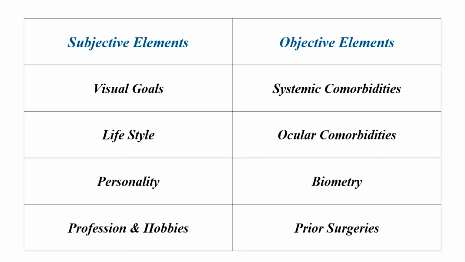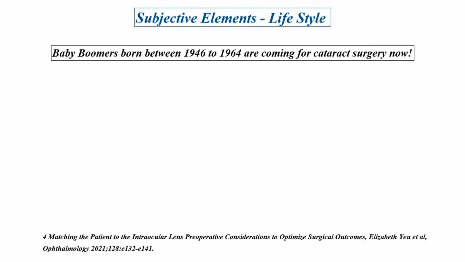To do that, when we counsel our patients, there are some subjective elements and objective elements that we look at. The subjective elements are visual goal, lifestyle, personality, professional and hobbies. In the objective elements, we have comorbidities, prior surgeries and biometry. Let us look at the lifestyle.